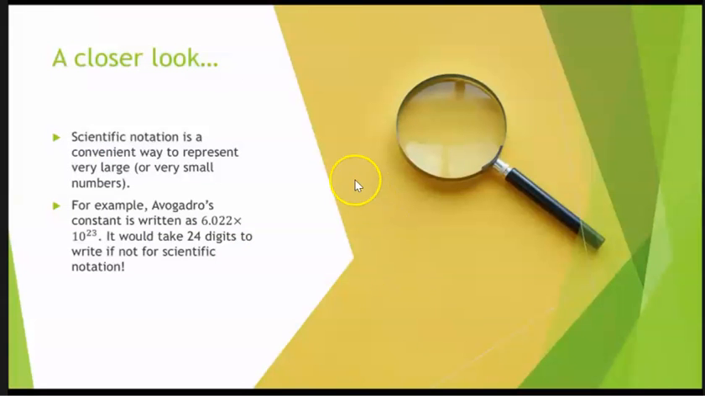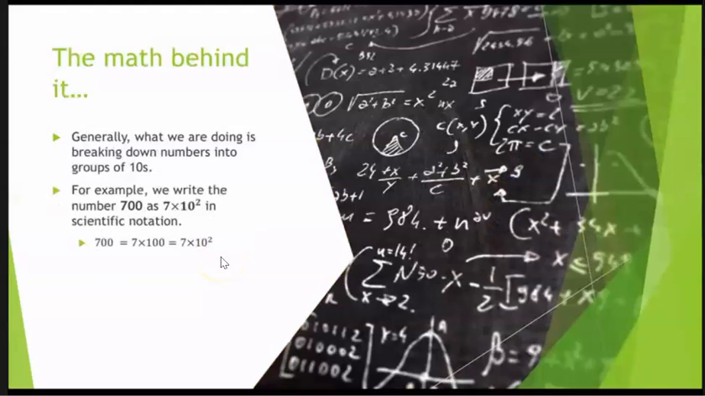Looking deeper into it, scientific notation is just a convenient way for us to represent very large or very small numbers. For example, Avogadro's constant is typically written as 6.022 times 10 to the 23rd. It would take 24 digits to write it fully if not for scientific notation. So you can really see how that's a time saver.